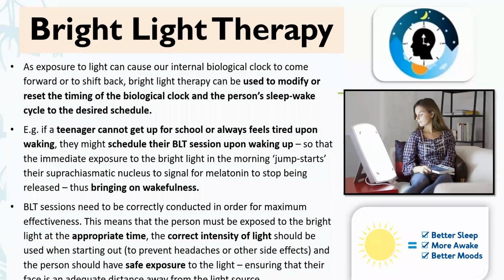Okay, so this is just going a little bit more into depth. If a teenager, and I just gave you guys this example, if a teenager cannot get up for school or always feels tired upon waking up, they might schedule their BLT session upon waking up. So that immediate exposure to bright light, as you can see in this image here, will allow them to kickstart or jumpstart the suprachiasmatic nucleus to stop the release of melatonin in the brain. Okay, so that will then allow them to feel more awake and alert and less sleepy and less likely to maybe take off a day of school or something like that.